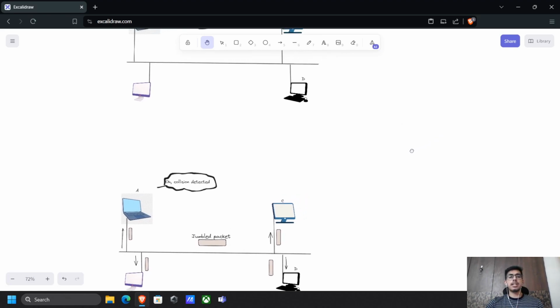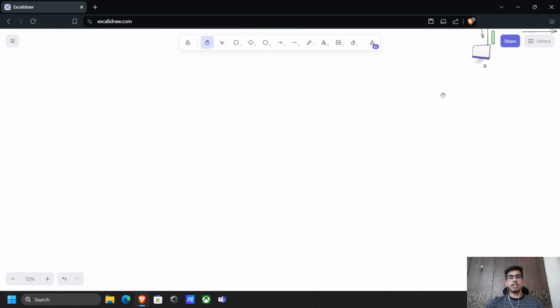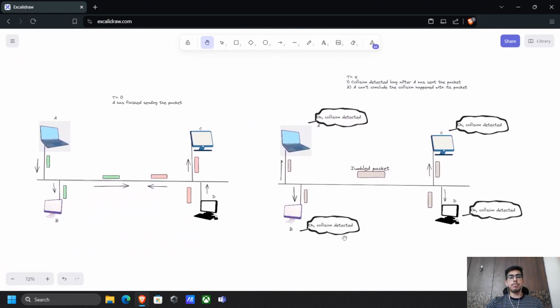Right, now let's understand this in a bit more detail. Firstly, let's go back to the same scenario where A is transmitting something to C and D wants to send something to B at the same time, right? Do note that this is a small packet, and at t equal to 0, A has finished sending the packet. So at this point in the channel, the collision happens and leads to a jumbled packet.